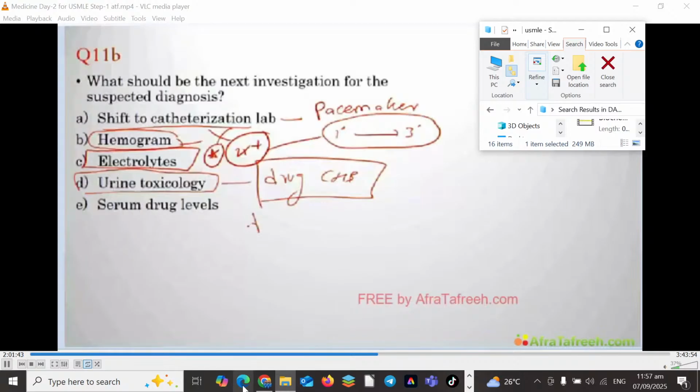Digoxin. Whenever you have any cardiac arrhythmia, think of digoxin. Digoxin is an AV nodal blocking agent and it is notoriously known to cause all kinds of heart block.